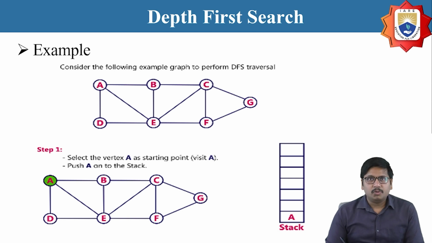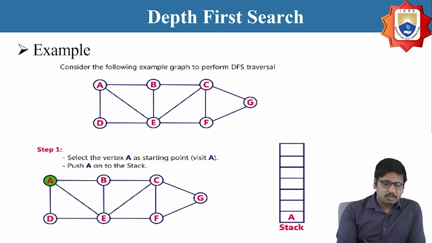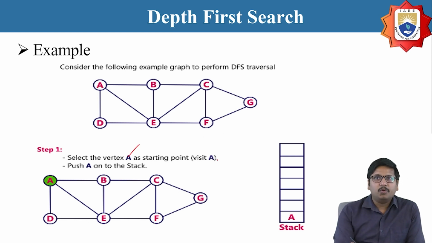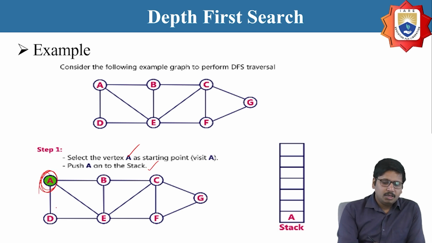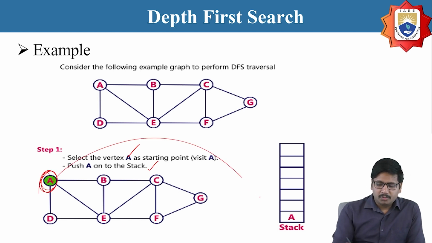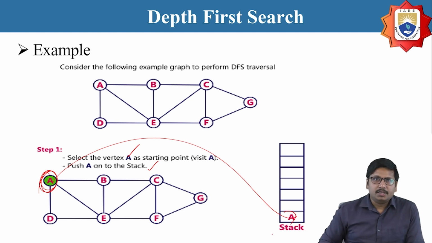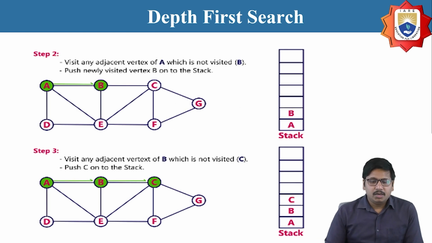Here I'm going to have a graph like this. In this graph, we first identify a starting vertex. Select vertex A as the starting point and push A onto the stack. Then visit an adjacent vertex of A which is not visited, and push the newly visited vertex B onto the stack.